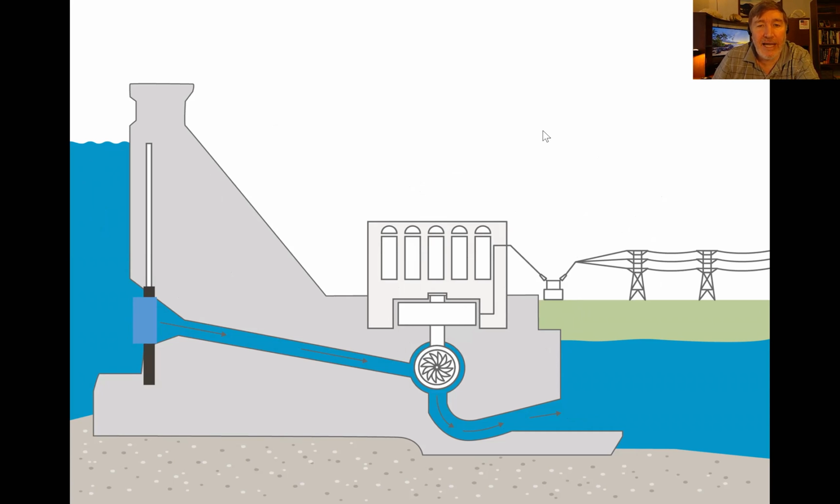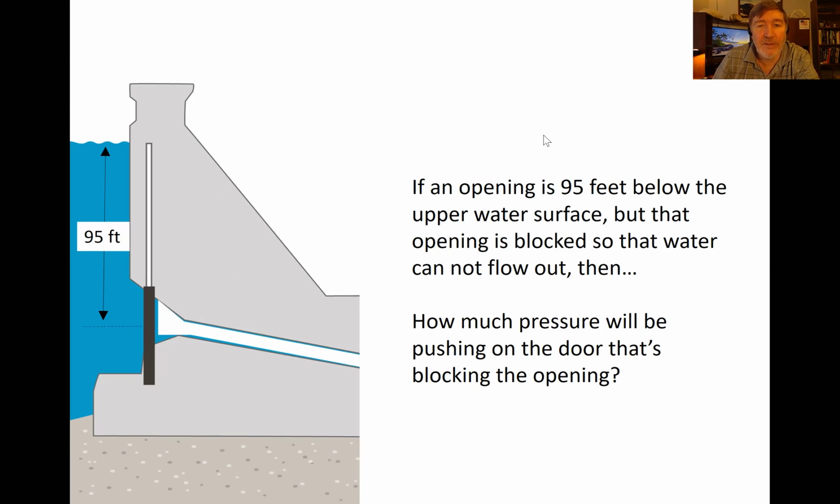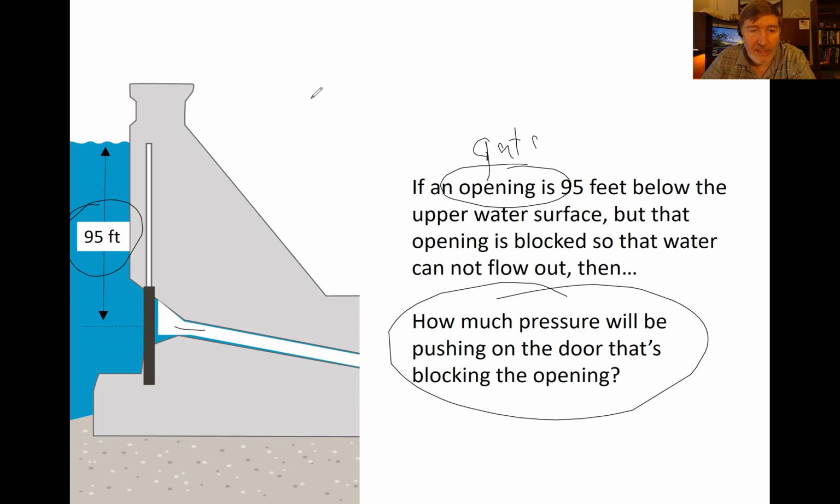All right, so let's look at the type of problem that you might experience. Oops. Okay, so let's just cut off the right side of the picture just to keep things simple. Let's just look at the dam itself, at the reservoir itself. Let's suppose that the gate, so the opening that lets the water into the pipe here, is 95 feet below the upper level of the water. And I want to know how much pressure is going to be pushing on the gate here.